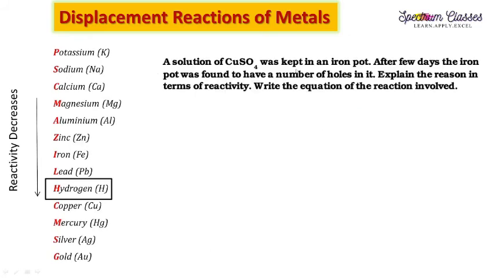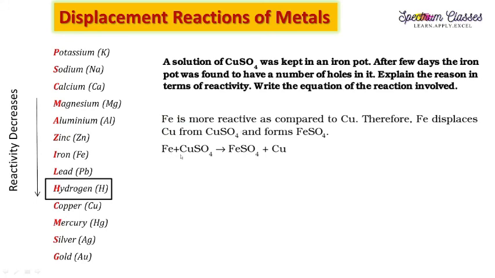A solution of copper sulfate was kept in an iron pot. After a few days, the iron pot was found to have a number of holes in it. Explain the reason in terms of reactivity. Write the equations of the reactions involved. Right. So first you have to locate copper sulfate and iron. Which comes first? Iron comes first. This is A, and copper sulfate comes later. So this is B. Here you can write down copper sulfate and iron. You will get iron sulfate and copper. The reverse of this reaction will not take place. Since iron is more reactive than copper, it displaces the copper from its solution.